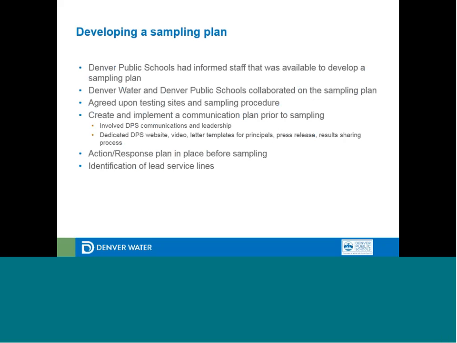The other part of that was the communication plan, and this was a really critical step. Before we even started sampling, we made sure that we had our ducks in a row and things documented on how we were going to communicate results. Our action and response plan was in place before we even took a sample, and so that when the data started rolling in, we had a plan laid out and we were able to execute.